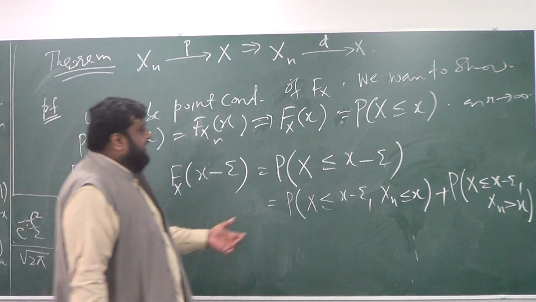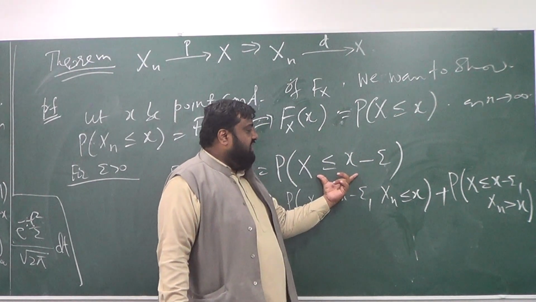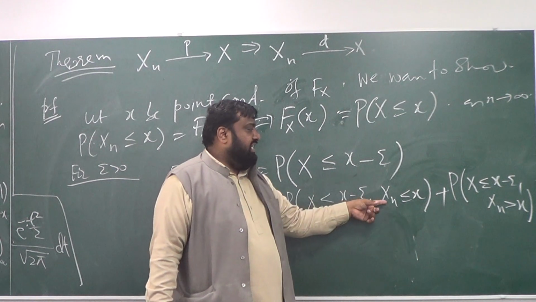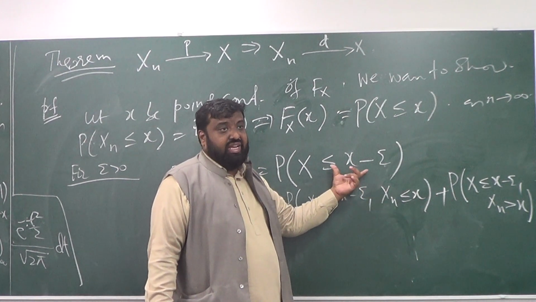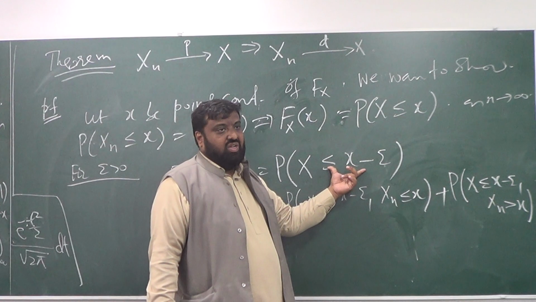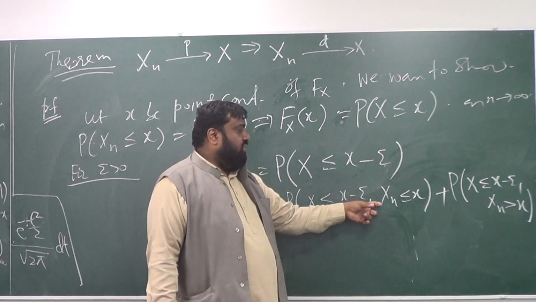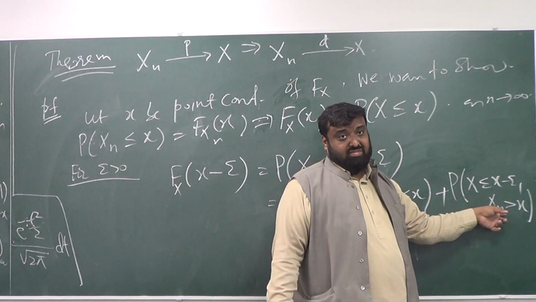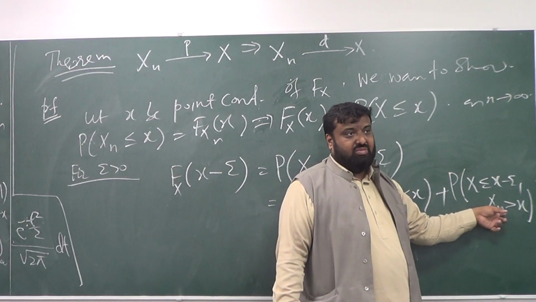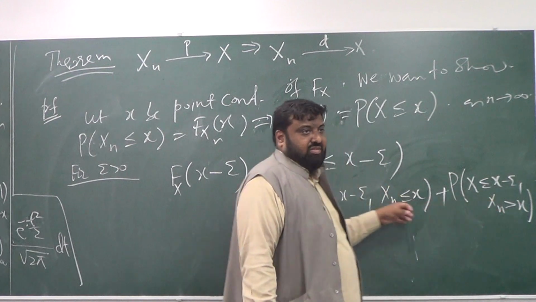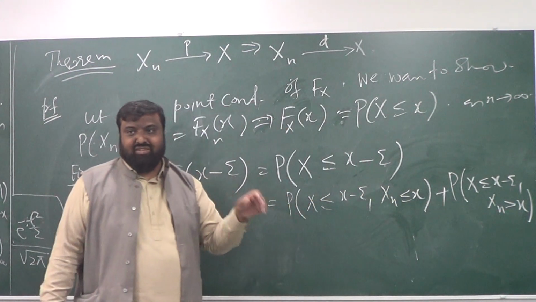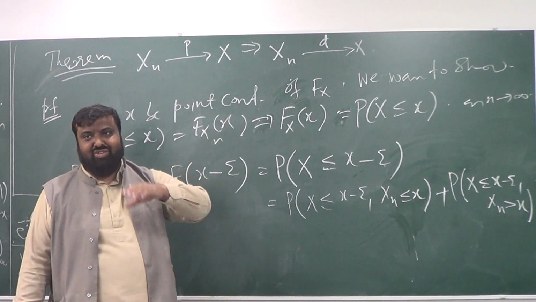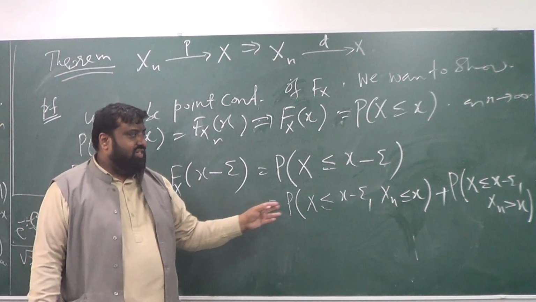If I take this as event A, and this as event B, then I can say A is equal to the part of A that falls in B and the part of A that falls in B complement. Okay? So A can be written as A intersection B union A intersection B complement. You got that?